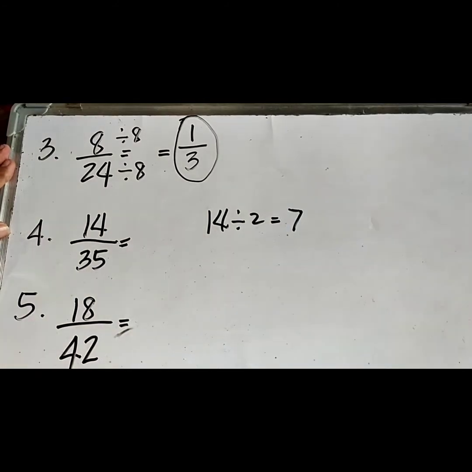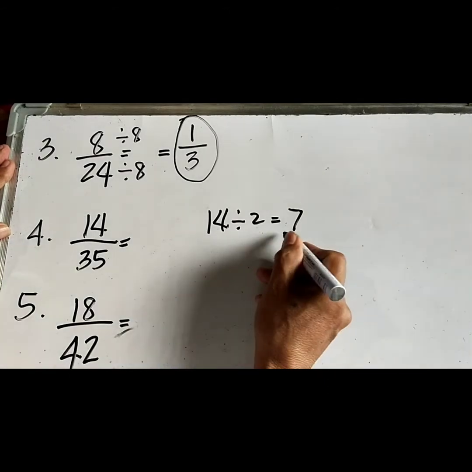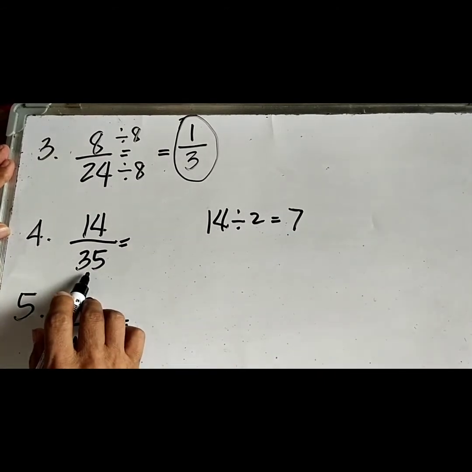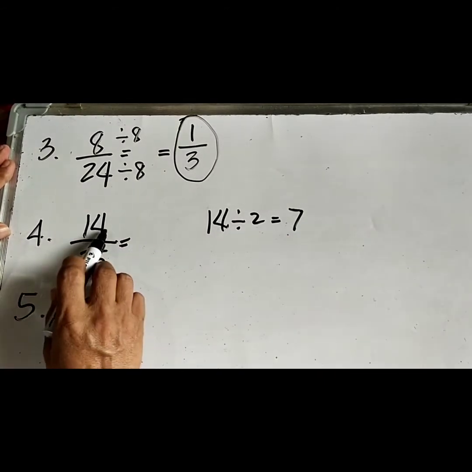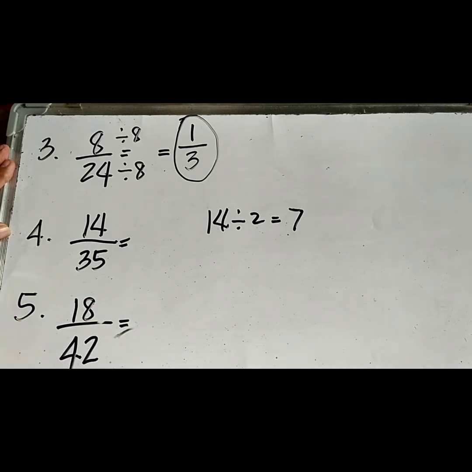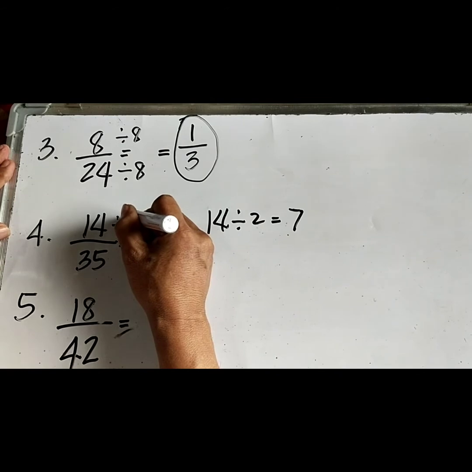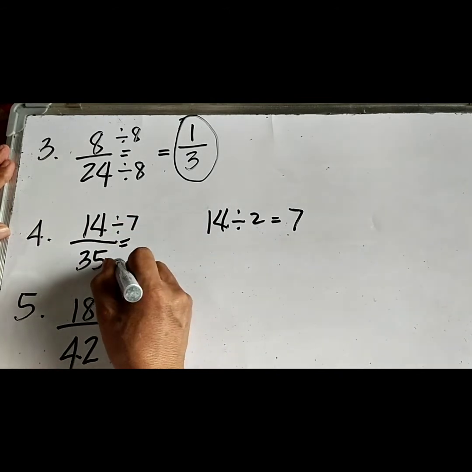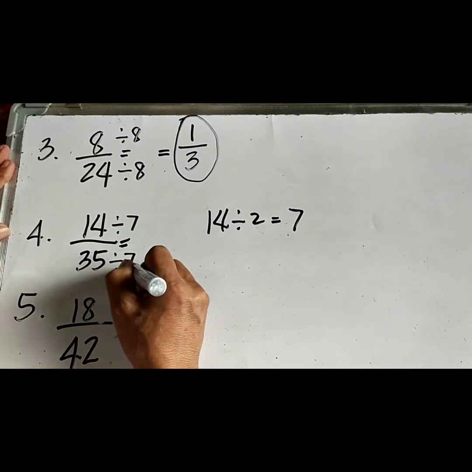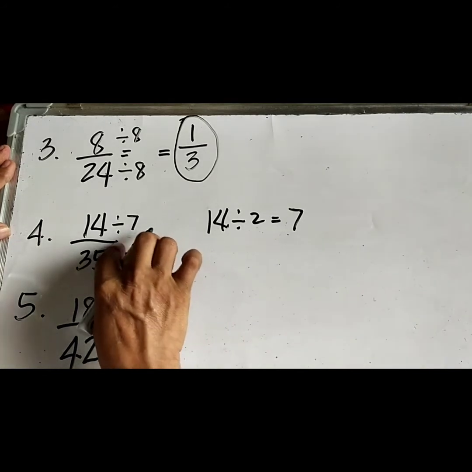So no need for you to look for another number. Since 35 can be divided by 7 and automatically 14 can be divided by 7, you will use 7 as your greatest common factor because it will lead you to the lowest term of the fraction.